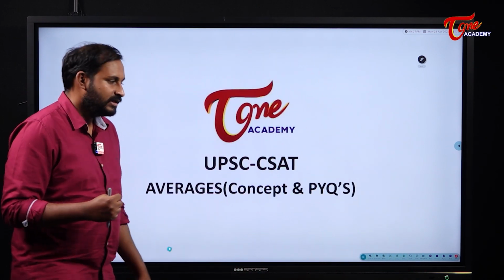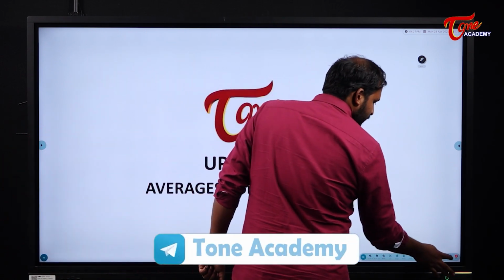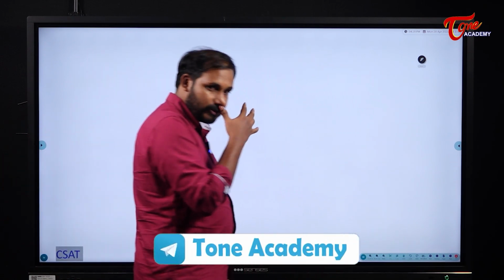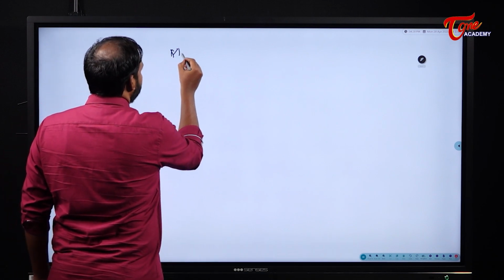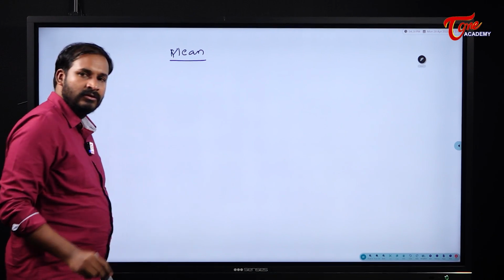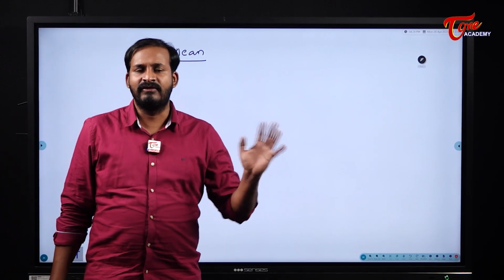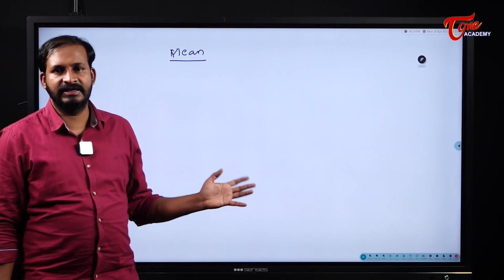When it comes to averages, we can also include this with the mean. The other word for average is called mean. Average or mean, more or less, we will find in a similar manner.